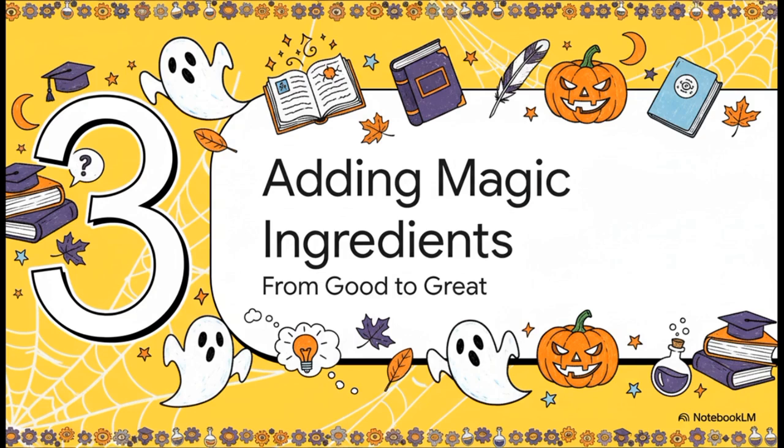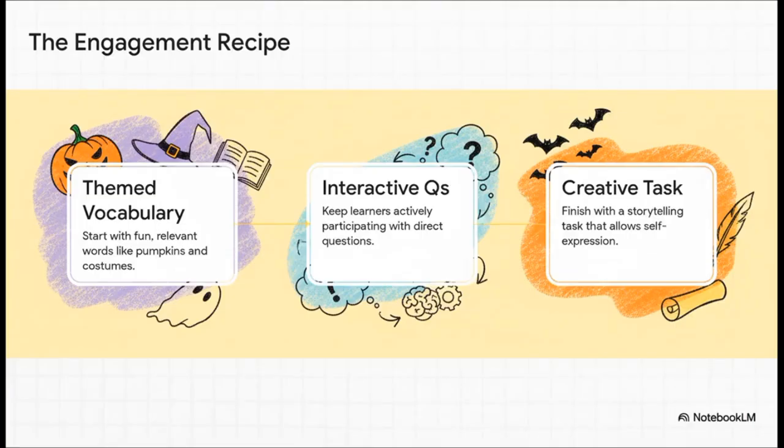But what takes it from just being good to being something you'll actually remember? Well, let's look at the magic ingredients that really crank up the engagement. And here it is, a super simple 3-step recipe. First, you ground the whole lesson in a fun theme with some specific words. Then, you sprinkle in questions all the way through to keep the learner tuned in. And you wrap it all up with a creative task that lets them show what they can do.